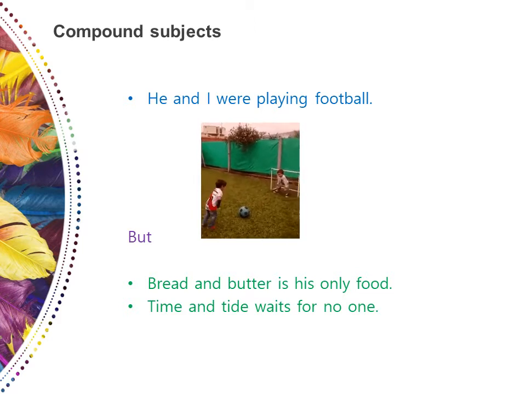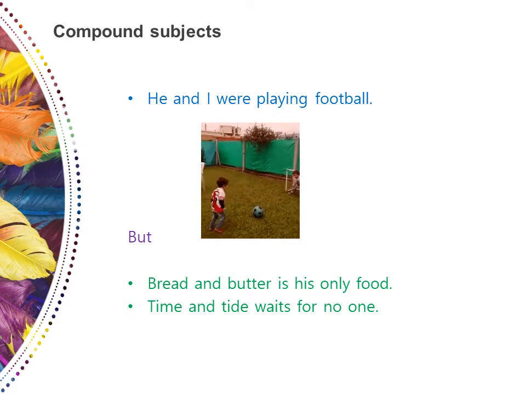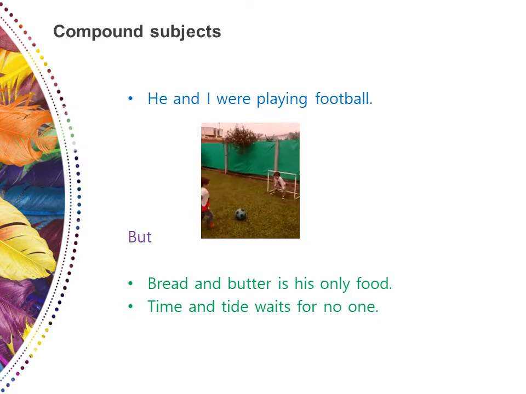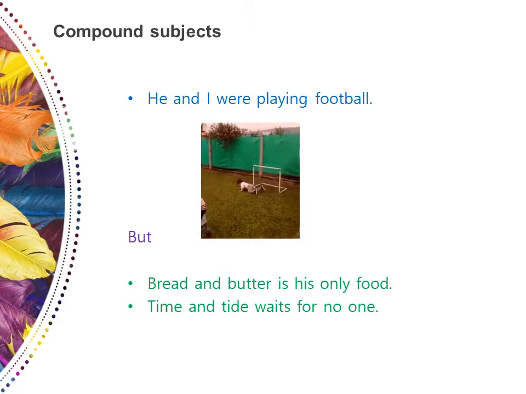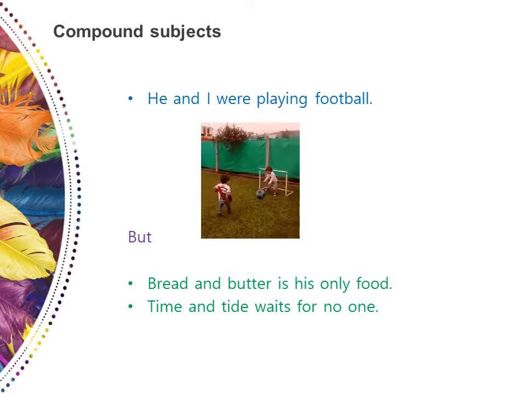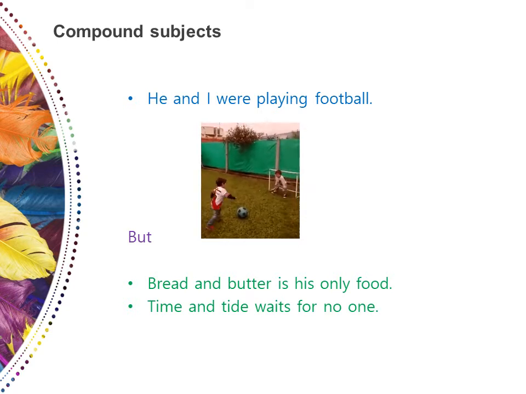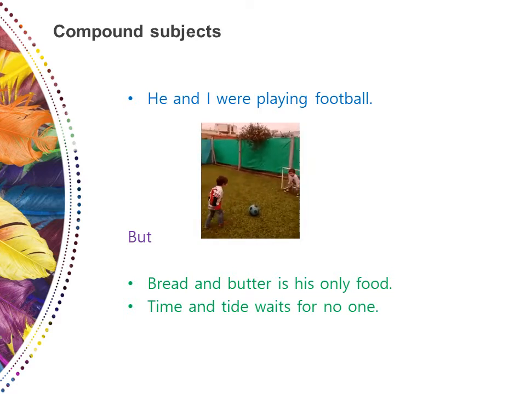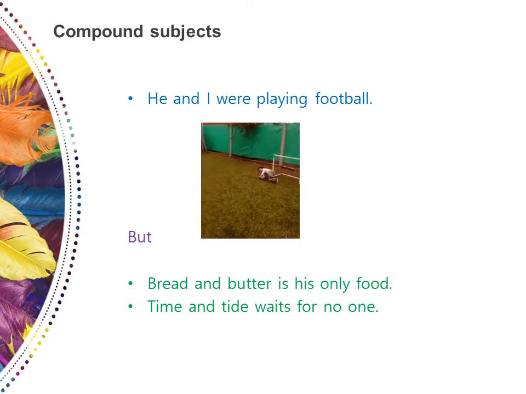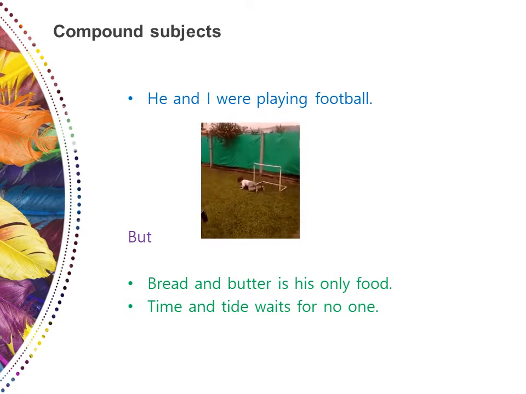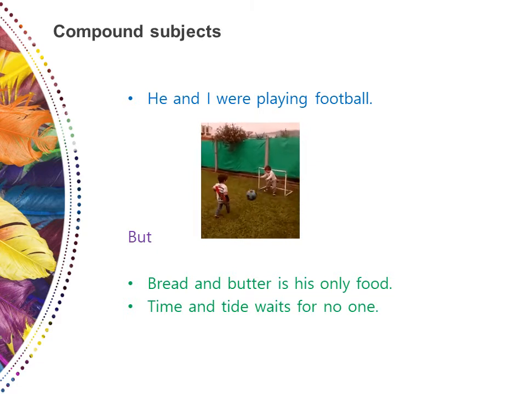Now let's consider compound subjects. In the earlier examples, we considered subjects in a simple sentence. Now we have come across a compound subject. In a compound subject, we might find one, two or more than two subjects. In the example given, he and I were playing football. He and I refer to two people, and hence we use the verb form in plural. But if I say bread and butter, then the food item is considered to be one dish, and that is why I have used the singular form of the verb according to the subject.